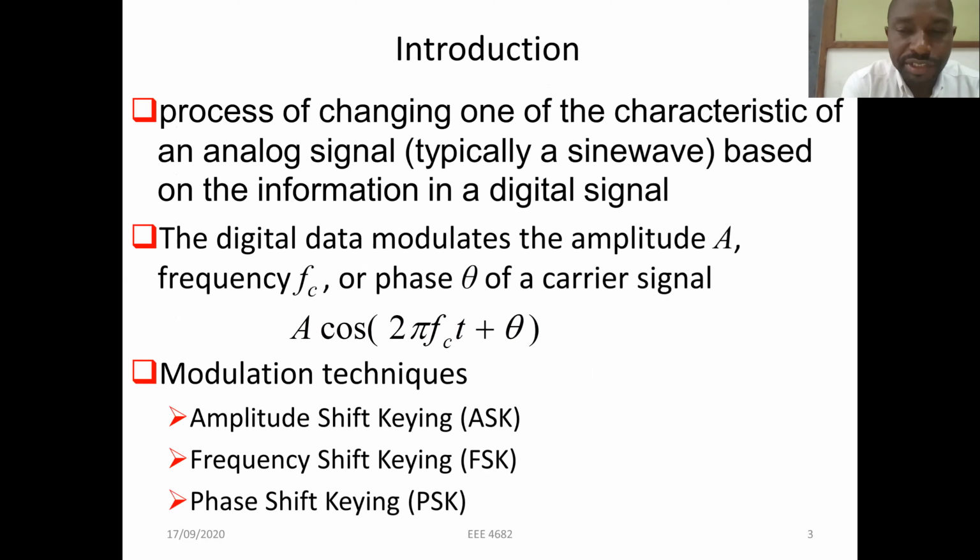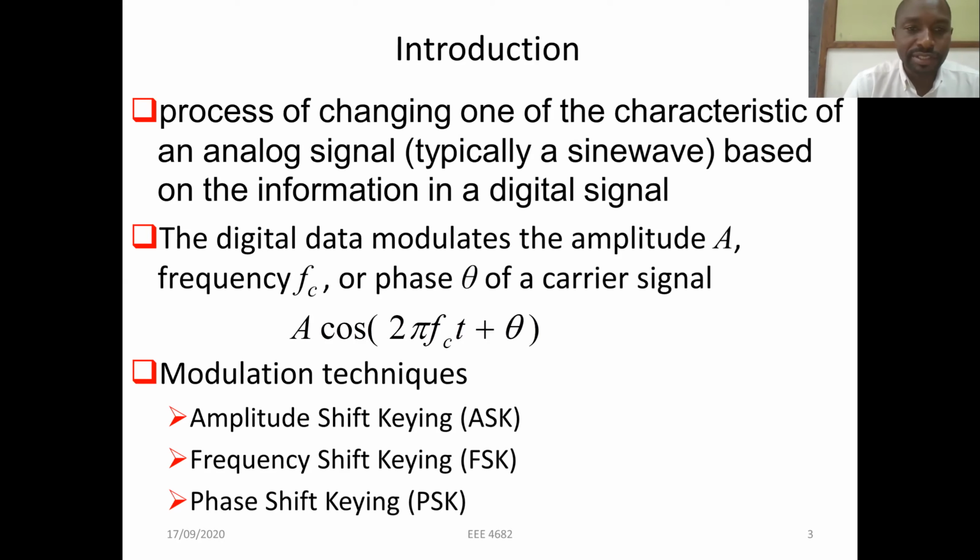Now, the process of changing one of the characteristics of an analog signal, typically a sine wave, based on the information in the digital signal, is basically classified under digital modulation schemes. Under this, you have the information or message signal in digital format, but then you have the carrier, which is analog, and you begin to vary any of the characteristics of the carrier signal, be it the amplitude, the frequency, or the phase, in accordance with the digital data that you are intending to transmit.